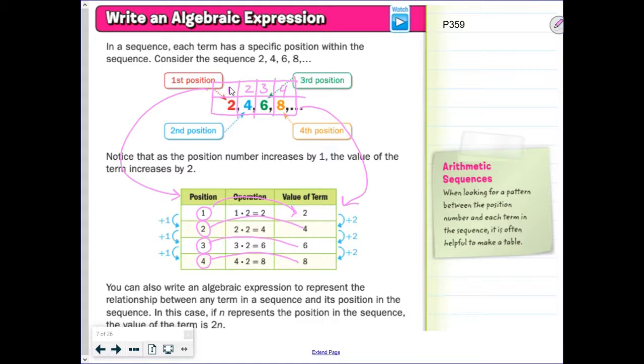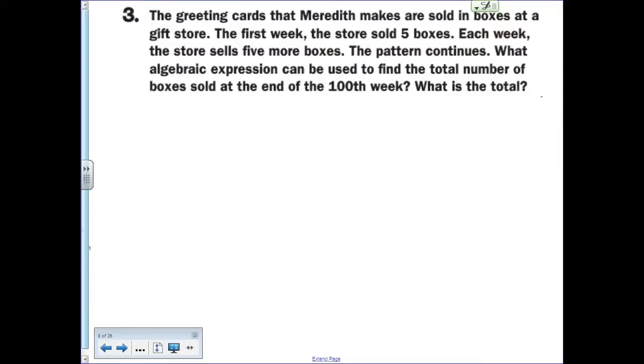So what would you do with the position, the top line up here, to get the term, the bottom line here? What would you do to the position to get the term? That's what we're looking at when we create an algebraic expression. Okay, let's take a look at example 3 now. This is still on page 359 in your textbook.